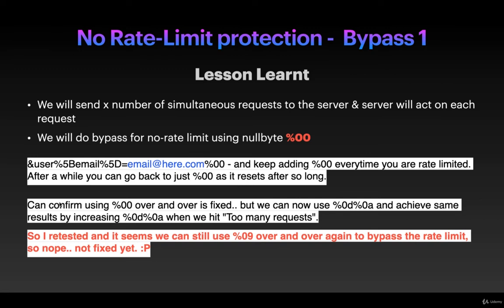Second, he was able to bypass using %0D, %0A, and achieve the same results by increasing %0D, %0A when we hit too many requests. This was the second bypass. Third bypass: I retested, and it seems we can still use %09 over and over again to bypass the rate limit. So, not fixed yet. In this video, the lesson learned is that we can still bypass the rate limit by adding these types of null byte characters, and we can achieve no rate limit on web applications.